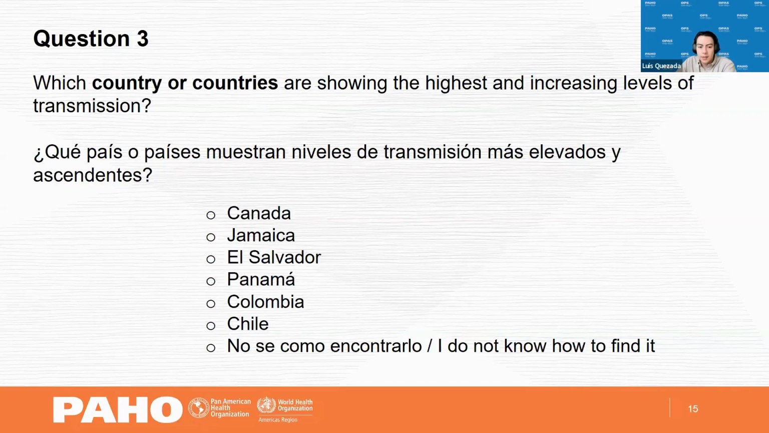As we build this analysis, there's a section of the dashboard that enables us to look at this information, and it is important for us to consider direction and magnitude. We need to find the analysis per country. We need to find the transmission level, the current one, and the last observed trend.